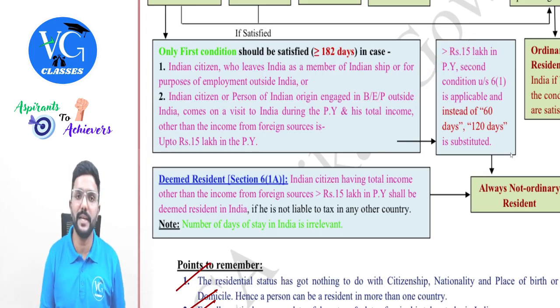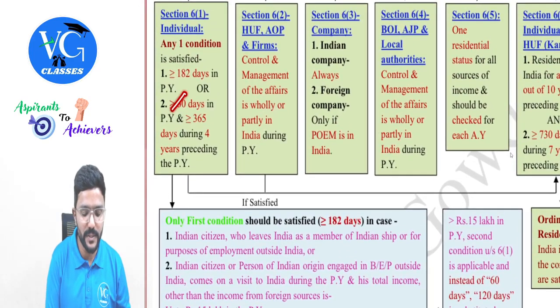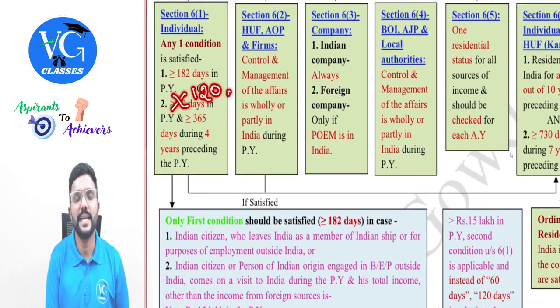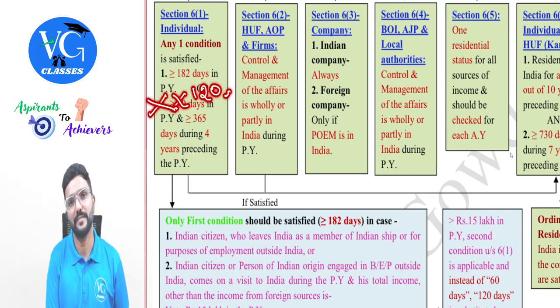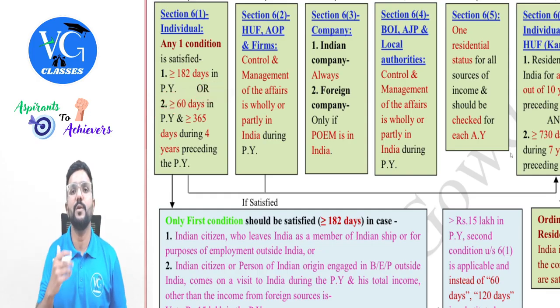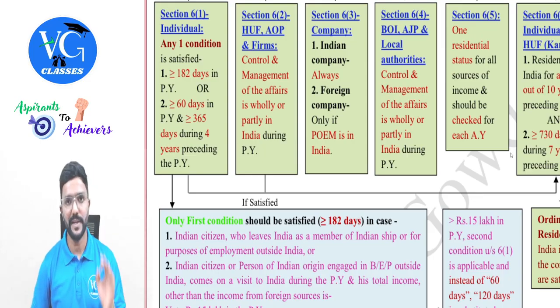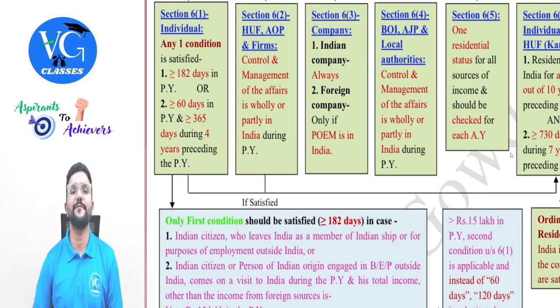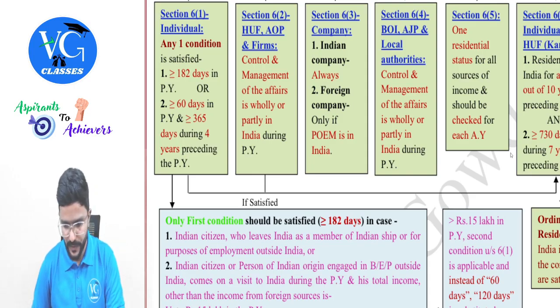Then the second condition is applicable, but instead of 60 days, it is 120 days. But he is coming to India every year for how many days? 100 days. So did he satisfy this? No, guys. He didn't satisfy because 100 days is less than 120 days. So he would be non-resident. Irrespective of his total income other than the income from foreign sources, he would be treated as non-resident, guys.